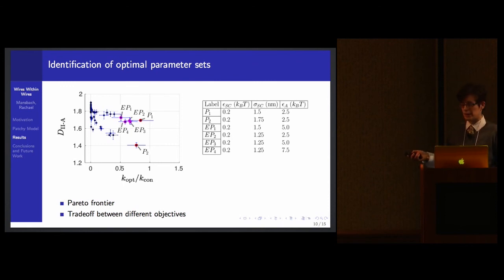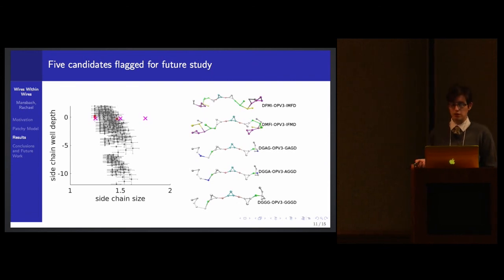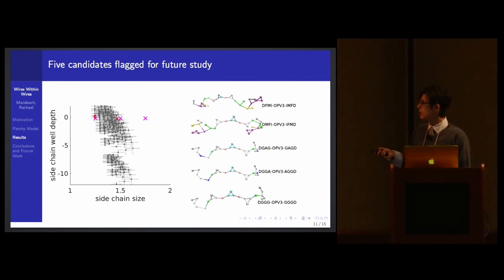But we can go one step further with these optimal parameter sets because we can actually go ahead and map our higher resolution chemistries to this patchy model. What I'm showing you here is that each one of these gray points is the side chain stickiness versus the side chain size of a particular chemistry.